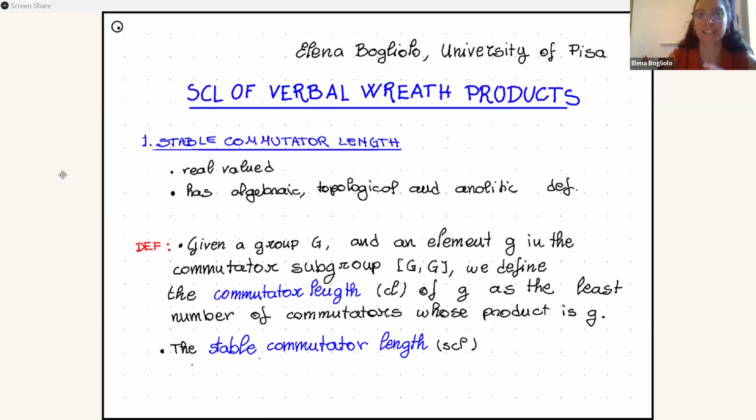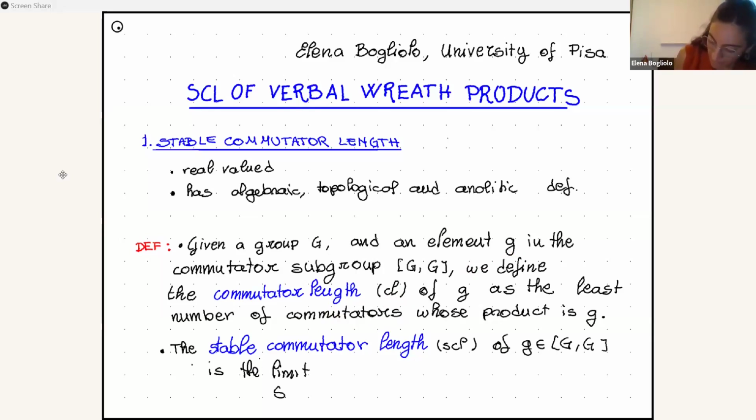In order to define stable commutator length, we start by defining commutator length. Given a group G and an element g in the commutator subgroup, we define the commutator length, denoted cl of g, as the least number of commutators whose product is g. Now, the stable commutator length of g in the commutator subgroup is the limit: scl of g is equal to the limit for n that goes to infinity of the commutator length of the n-th power of g, divided by n.